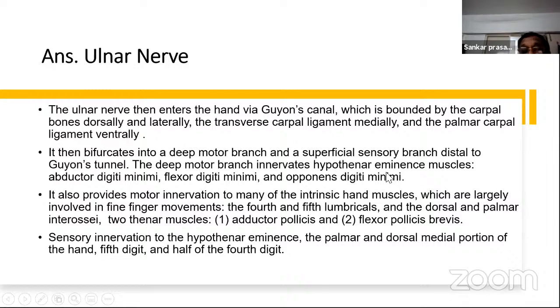The deep motor branch, of course you know, innervates the hypothenar eminence muscles, abductor digiti minimi, flexor digiti minimi, and opponens digiti minimi. It also provides innervation to many of the intrinsic hand muscles which are largely involved in fine finger movements: the fourth and fifth lumbricals, dorsal and palmar interossei, adductor pollicis, and part of the flexor pollicis brevis. Sensory innervation is to the hypothenar eminence and the palmar and dorsal medial portions of the hand, the fifth digit and half of the fourth digit. So this is a frequently asked question, Guyon's canal and the ulnar nerve distribution.